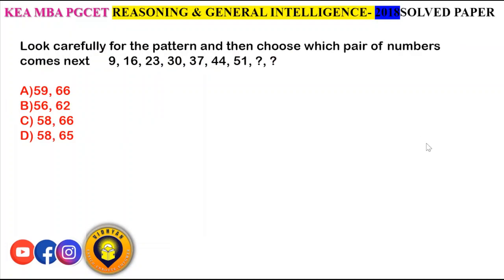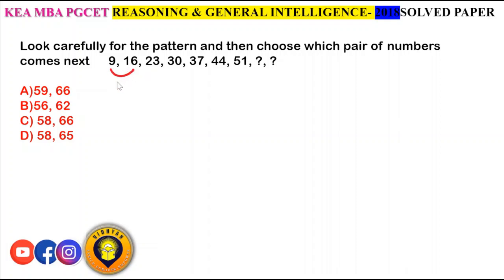Look carefully for the pattern and then choose which pair of numbers comes next. The numbers given here are 9, 16, 23, 30, 37, 44, 51, question mark, question mark. Just see, the numbers are very close to each other, right? So when the numbers are close to each other, what can you do? You can find the differences. So just take the differences and see.